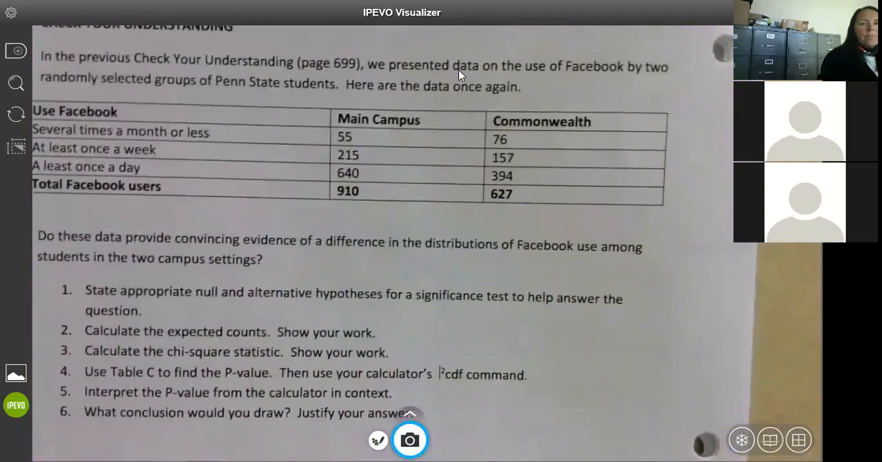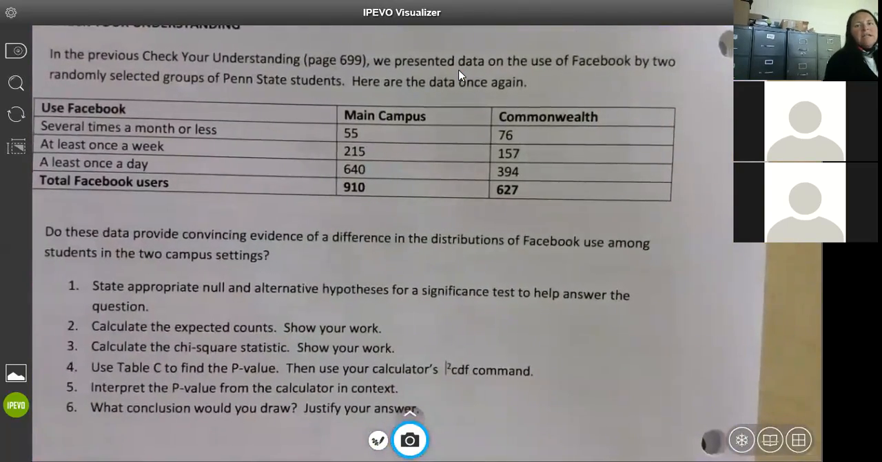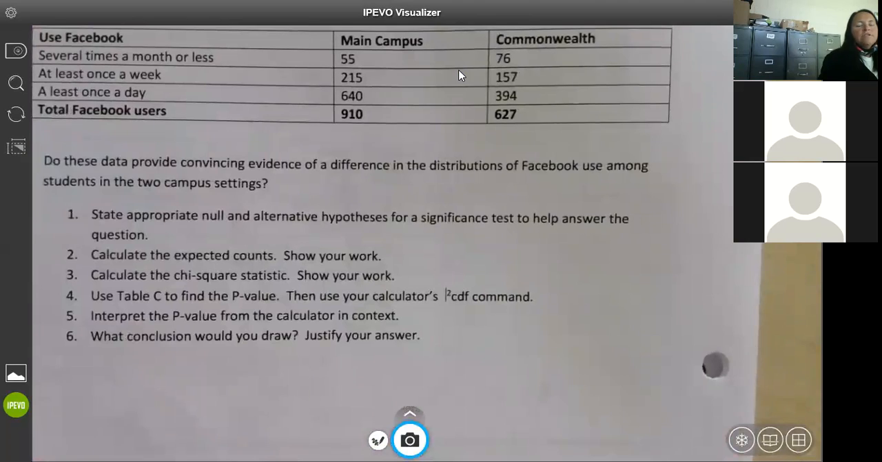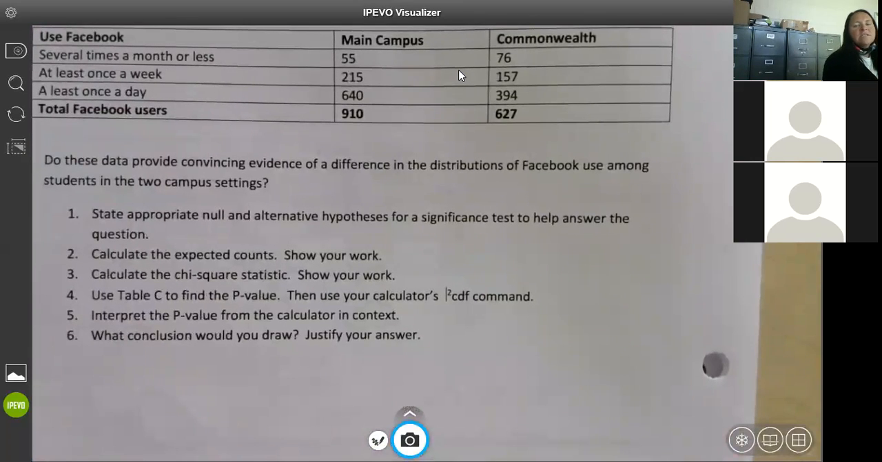All right. In the previous Check Your Understanding, page 699, we presented the data on the use of Facebook by 2 randomly selected groups of Penn State students. Here's the data once again. Do these data provide convincing evidence of a difference in the distributions of Facebook use among the students in the 2 campus settings? So the first one, state appropriate null and alternative hypotheses for a significance test to help answer the question.